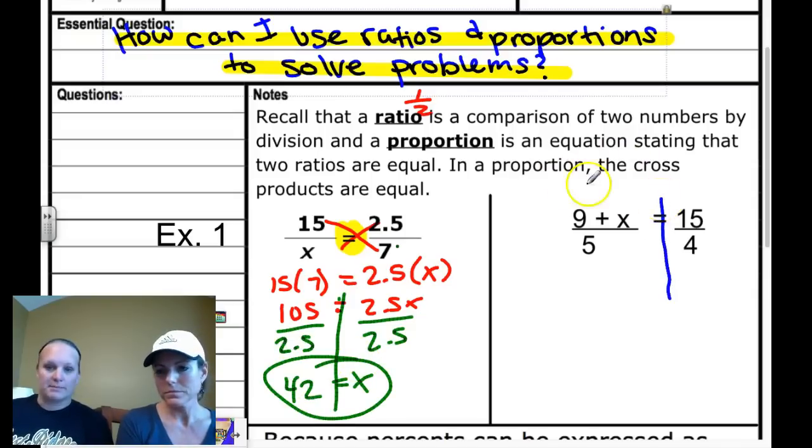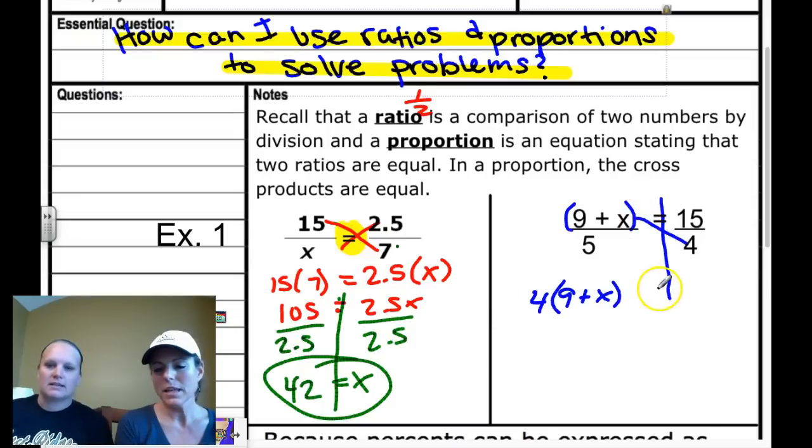All right. So again, we're cross multiplying. Anytime we have a plus or minus, we have to keep it together. So we have to do parentheses. Nice. So now we're going to cross multiply. So I'm going to do the 4 times 9 plus x. We're going to set that equal to 15 times 5. Yep. 15 times 5. Right. Okay.